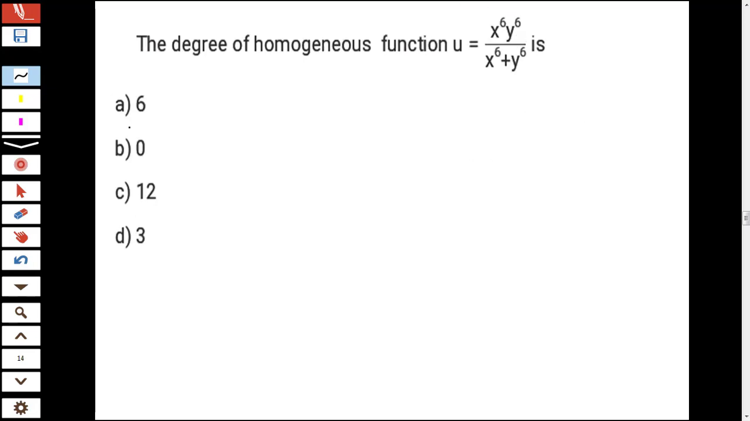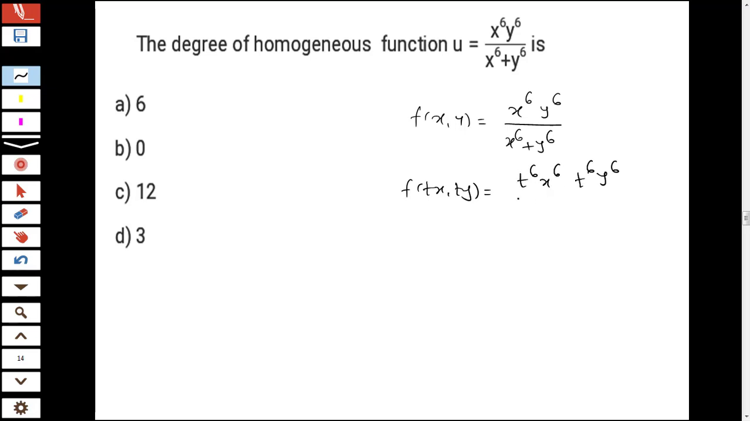Now the degree of this homogeneous function. So what is f of xy here? f of xy is x raised to 6, y raised to 6 upon x raised to 6 plus y raised to 6. Let us simplify f of tx ty. That is t raised to 6 x raised to 6, t raised to 6 y raised to 6 divided by t raised to 6 x raised to 6 plus t raised to 6 y raised to 6. So it is t raised to 12 into x raised to 6 y raised to 6 divided by t raised to 6 into (x raised to 6 plus y raised to 6).